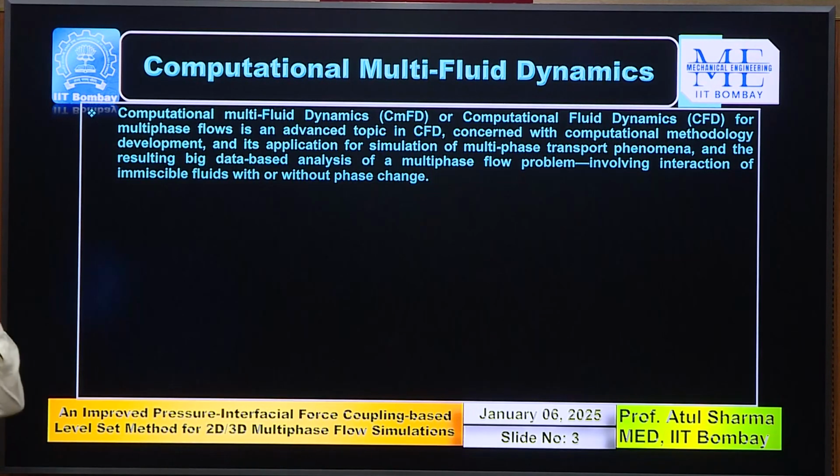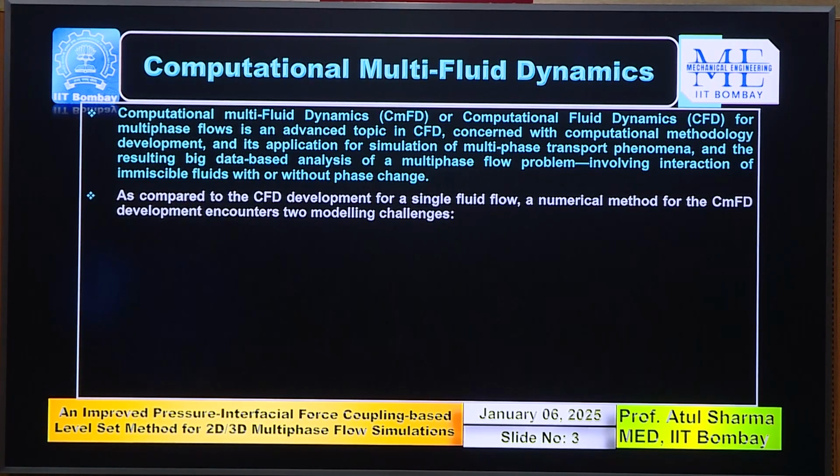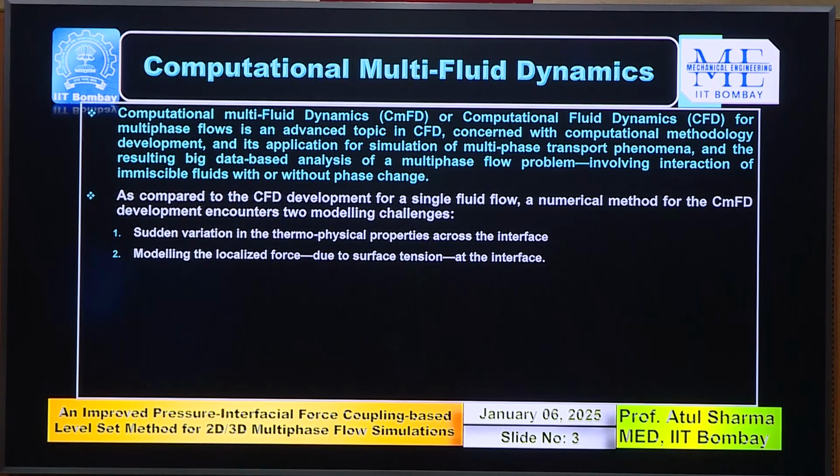Now, this talk is on level set method, which is one of the methods in computational multi-fluid dynamics or computational fluid dynamics for multi-phase flow. And one of the big challenges, as compared to single phase flow, when you go for multi-phase flow simulation, there are two broad main challenges. One is sudden variation of thermophysical properties across the interface, and modeling of localized force such as surface tension at the interface.